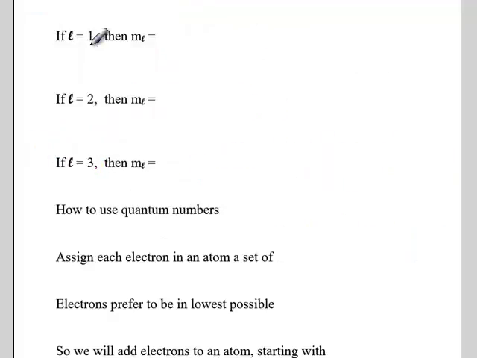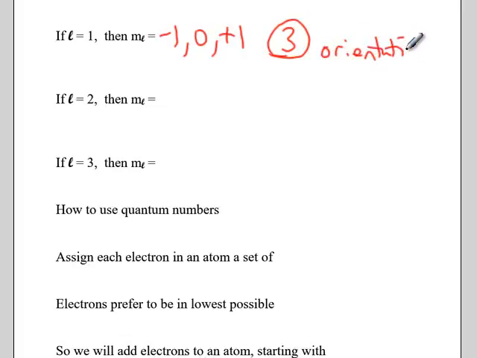If we change the L value to 1, now when we calculate m sub l, we go from negative L, which would be negative 1, up through 0, and then to positive L, which would be a positive 1. So that is a total of 3 numbers, so we have 3 orientations. And remember, that was for L is equal to 1, which we called the p orbital. What does that mean, 3 orientations?